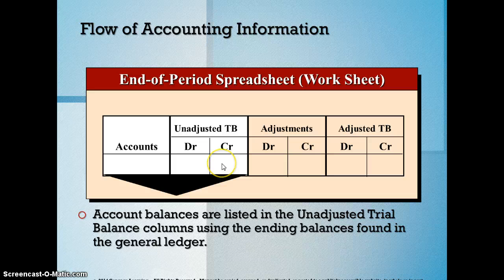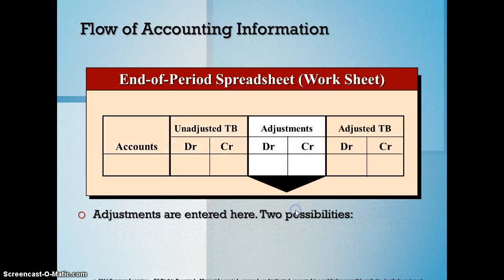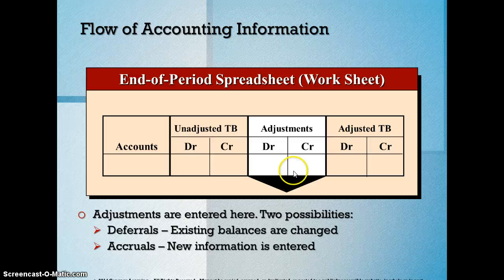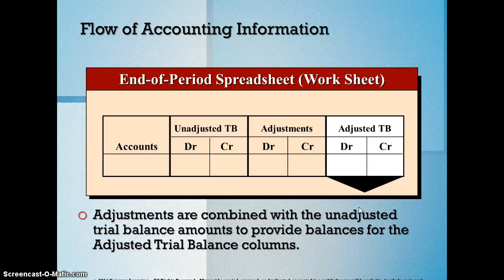Then we have our unadjusted trial balance, which comes directly off of our general ledger. Then we have our adjustments columns. 2 possibilities. We have our deferrals and our accruals. Again, accruals, I'm sorry, this is chapter 3 that we just completed. And then we end up combining the 2 columns, our unadjusted and our adjustments, to come up with an adjusted trial balance. And we do this line by line.